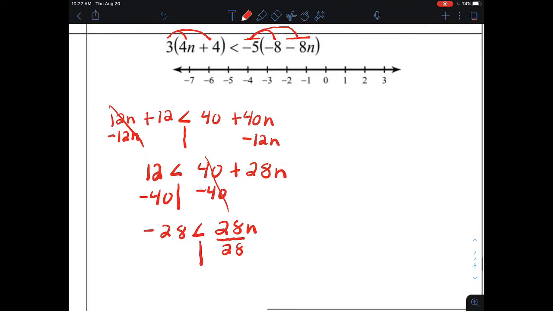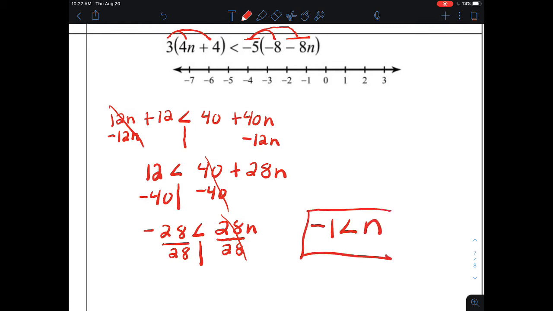So I'm going to divide both sides by positive 28. And that's going to give me, so negative 28 divided by positive 28 makes negative 1. We do not flip that inequality sign because I didn't divide both sides by a negative. And we have n. So negative 1 less than n. So I go to negative 1, put an open circle. The open side of the inequality sign is towards the n, so I shade towards bigger numbers.